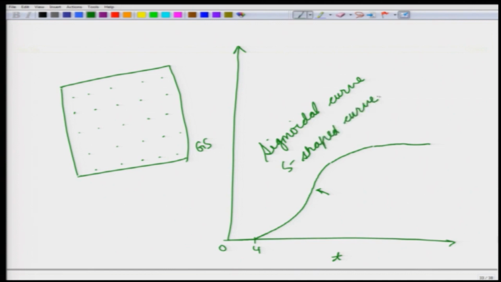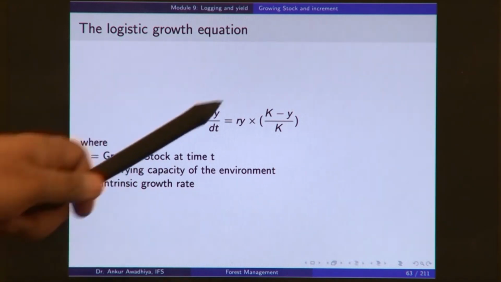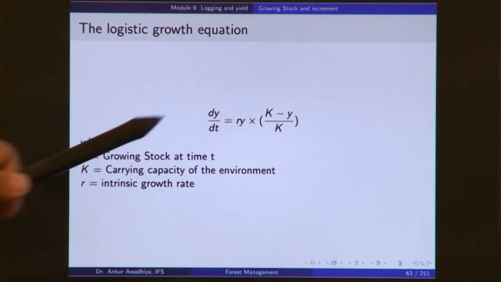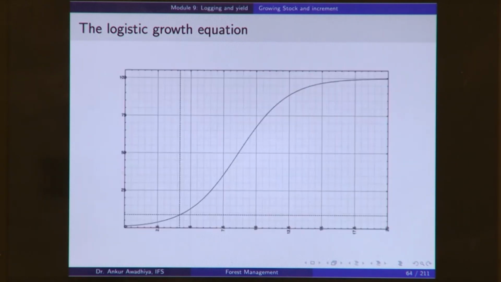And if we want to represent it mathematically, we can represent it as a logistic growth equation. A logistic growth equation is written as dy by dt, where y is the growing stock at any time t. So, the change in growing stock is equal to r, which is the intrinsic growth rate, multiplied by y, which is the growing stock at time t, into k minus y divided by k, where k is the carrying capacity of the environment. And this is how this curve will look when we plot it.